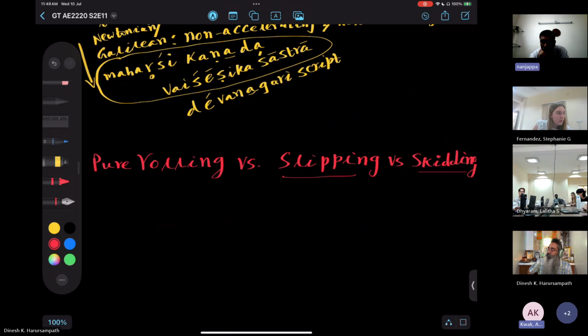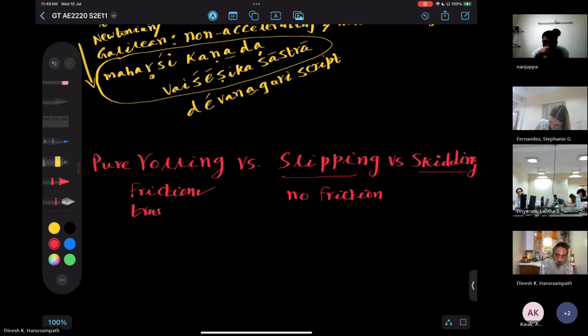Oh, sorry, we weren't unmuted. Yeah, Nafis, go ahead. Slipping means that there's no friction. Rolling is when there is friction, and so you have translational and rotational motion. Which term are you referring to, Nafis? Rolling is where you have friction, and so you have both translational and rotational motion. Okay. So all three are present. I think slipping is just translational. It's purely translational.